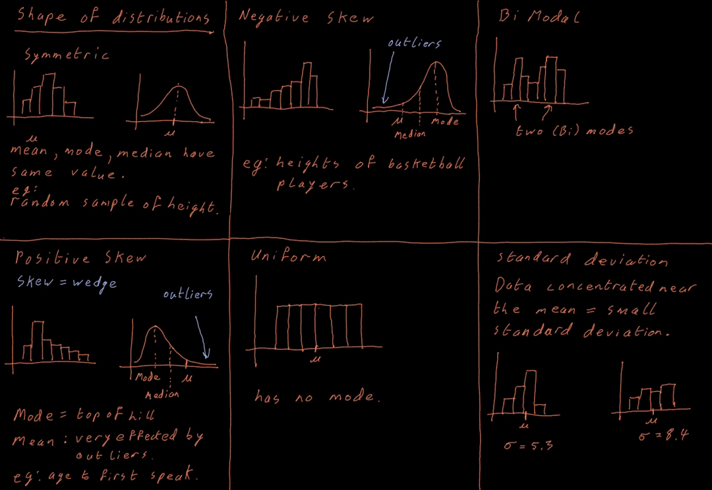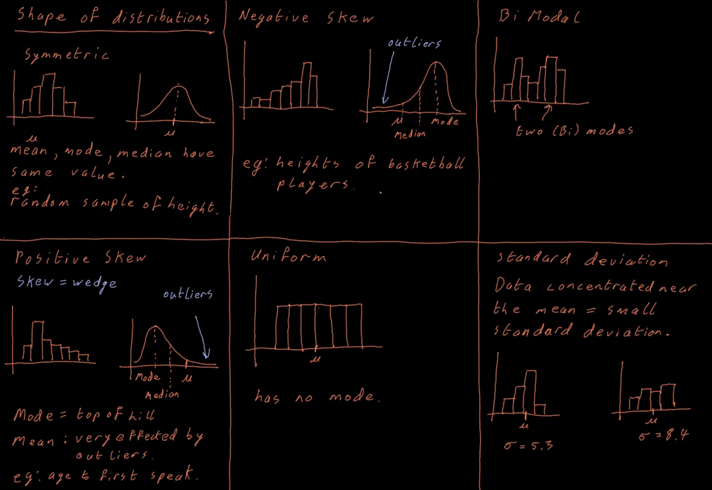But the easiest way to remember: mode at the top of the hill, mean is going to be very affected by outliers, and then median will sit somewhere in the middle. The same type of thing happens for our negative skew, just that the mean is now being pulled down towards these smaller outliers as opposed to the bigger outliers before.